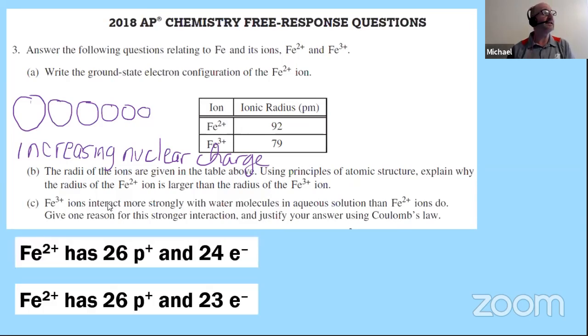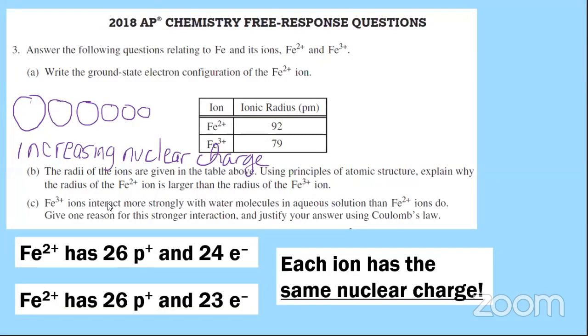So in fact, because each of them has the same number of protons and they have a different number of electrons, they have the same nuclear charge. So if we're going to compare the radii of iron 2+ and iron 3+, we cannot say that iron 3+ has more protons or greater nuclear charge.